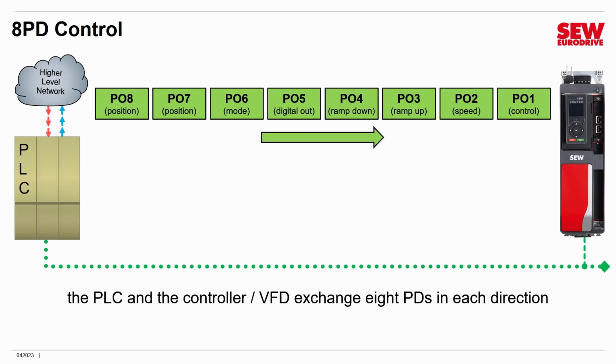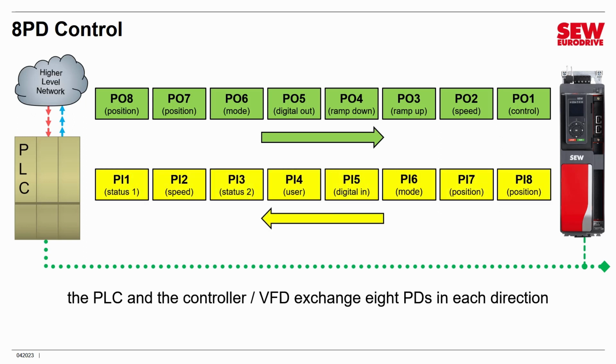Now, the VFD, or the controller in a controller level MOVIKIT, will be sending back 8 process input words. PI1 and PI3 provide status information about what's going on. PI2 provides the current speed. PI4 is user configurable. PI5 is the status of the VFD's digital inputs. PI6 reports the mode it's in. And again, 7 and 8 together provide the current position, which will change as the drive is positioning. So you can use that to get an idea where you are. So that's a review of 8PD control.